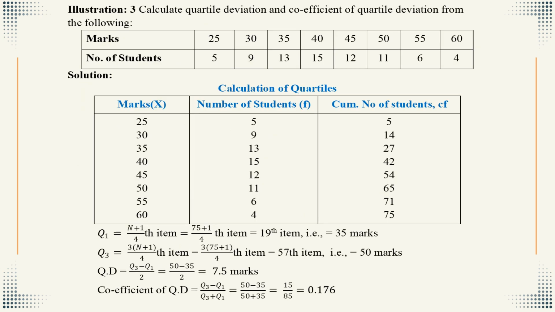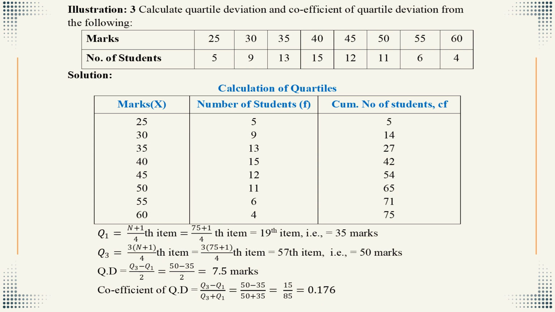Now let us see illustration 3. This problem is given to find the quartile deviation and coefficient of quartile deviation for a discrete series. Marks and the cumulative number of students should be calculated. Only this should be calculated; the other things are available in the problem itself. So don't get confused. Some find it difficult, but it is much easier.